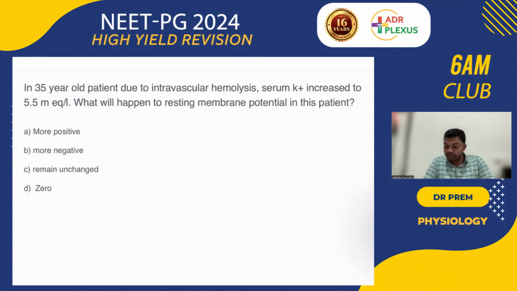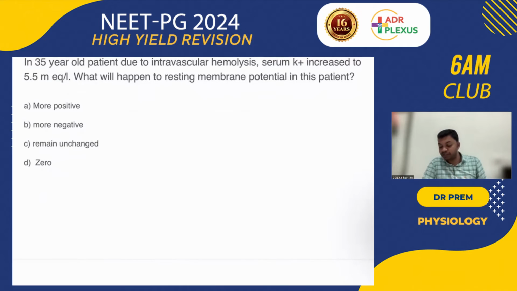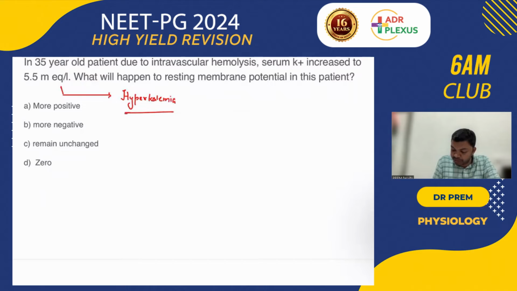In a 35-year-old patient, due to intravascular hemolysis, serum potassium is increased to 5.5 milliequivalents per liter. So obviously this question tells you that this patient has developed hyperkalemia. All right. Now what will happen to resting membrane potential in this patient?